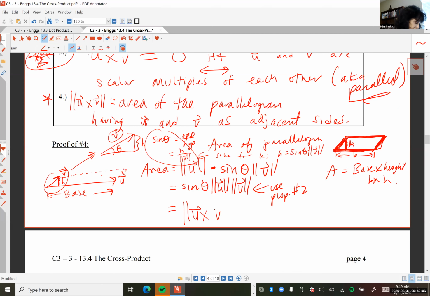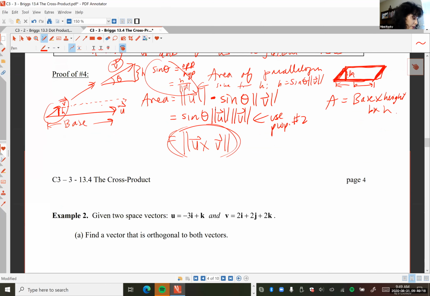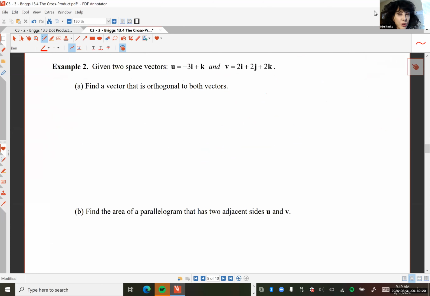So I get that these are equal, and this is the quick and dirty way to find the area of a parallelogram. And I'm done with this proof of why it's true that the area of a parallelogram is the same as the magnitude of the cross product.